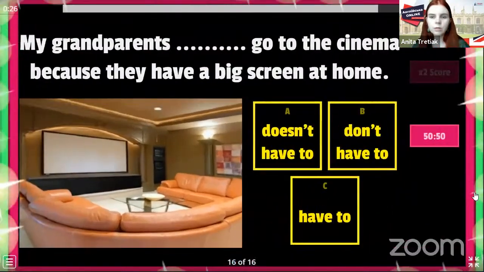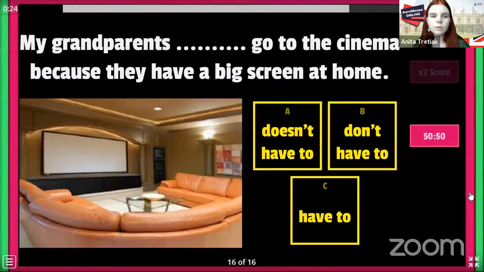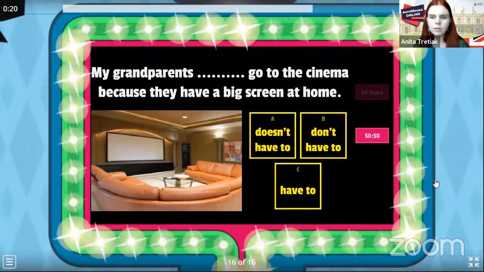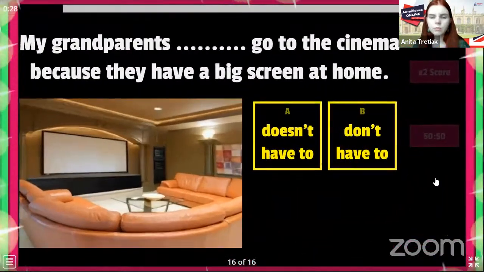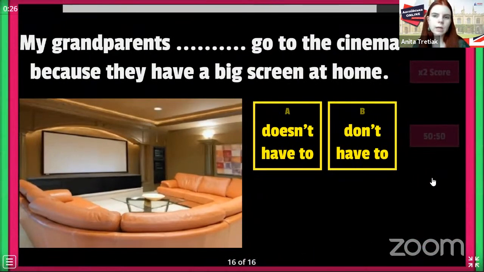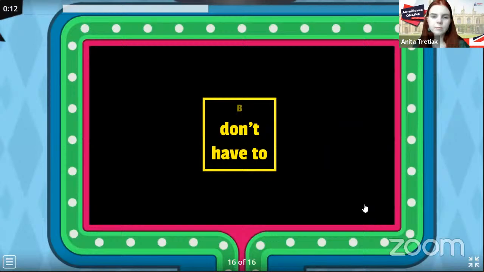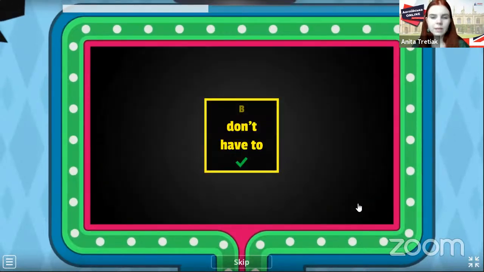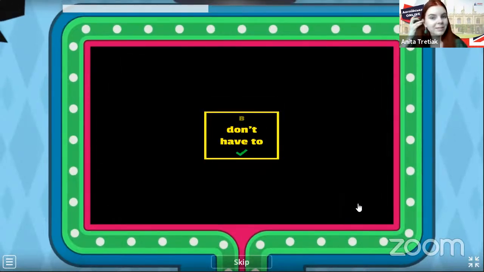Double score. Okay, my grandparents go to the cinema because they have a big screen at home. We can actually use this one. So doesn't have to or don't have to. Okay, your answer here. Okay, you choose B. Okay. And that was correct. Okay, so cool.